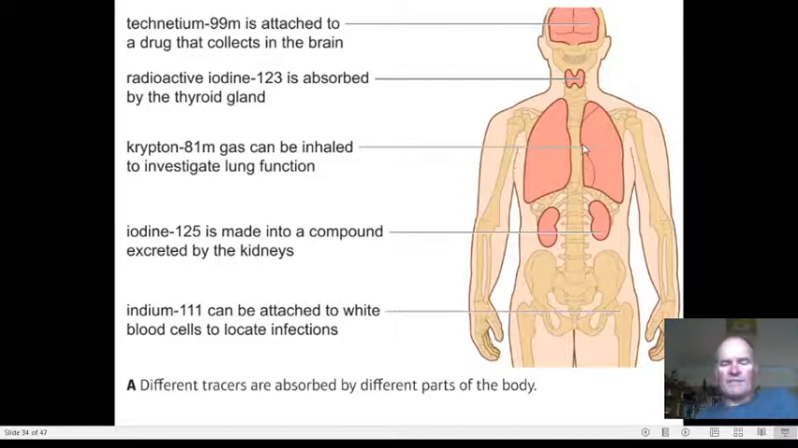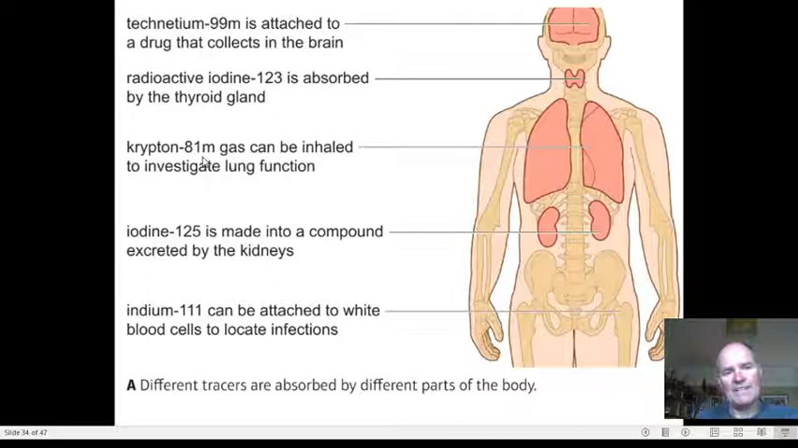So if we look at this, for different parts of the body, technetium-99m is attached to a drug that collects in the brain. So if we're interested in activity in the brain, or something going on in there, technetium-99m would be a useful radioisotope to use as a tracer. Iodine-123 is absorbed in the thyroid gland, and that's a very useful radioisotope, because the thyroid needs iodine anyway. It's absolutely essential to that. And the fact there's a ready-made radioactive version of iodine, with 123 as a mass number, is important there.